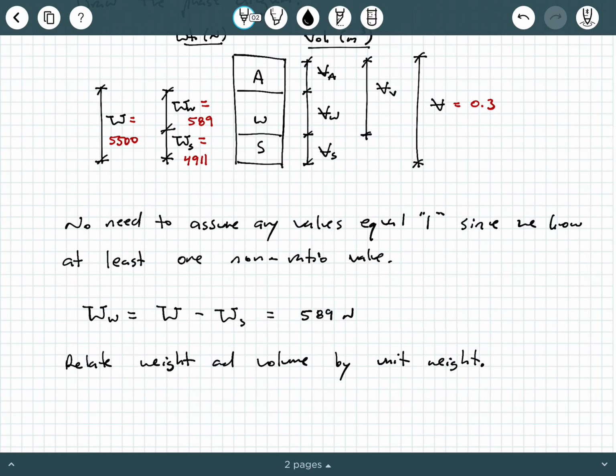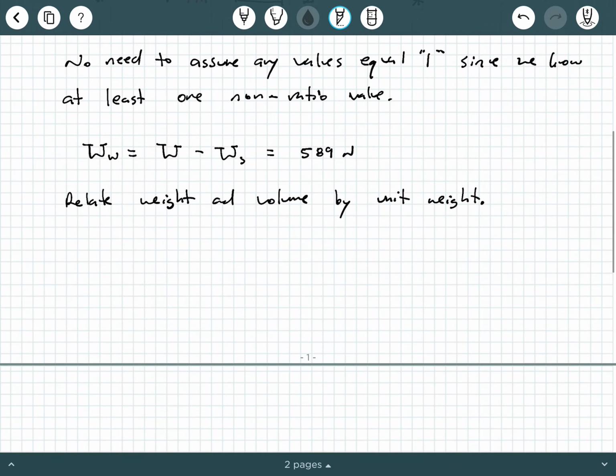Well, we can deal with water first if we want, right? We can relate the weight of water to the volume of water because we know the density of water, right? So let's start with that. We're going to say, not density, unit weight of water. I'm sorry. We're going to say unit weight of water is equal to the weight of water divided by the volume of water. And we can do some rearranging, and we say the volume of water equals the weight of water divided by the unit weight of water.